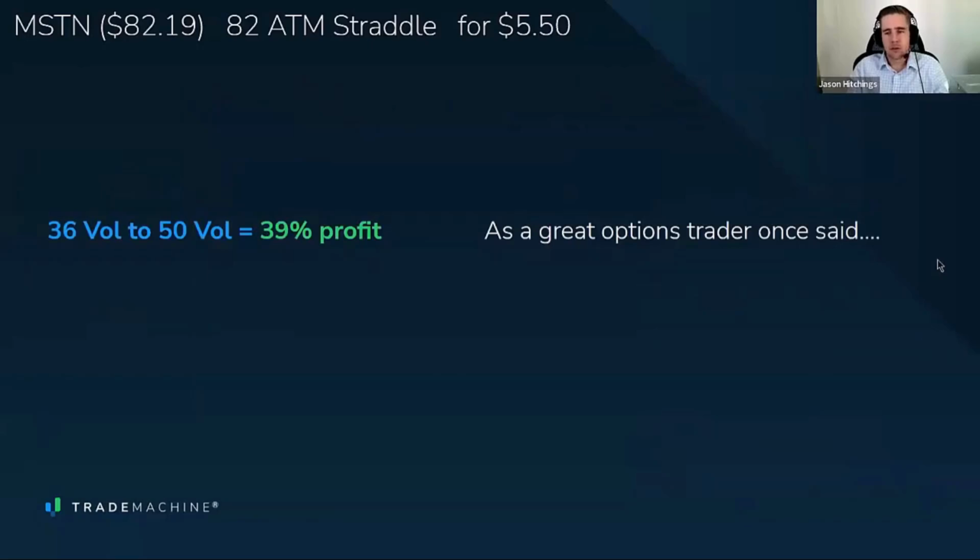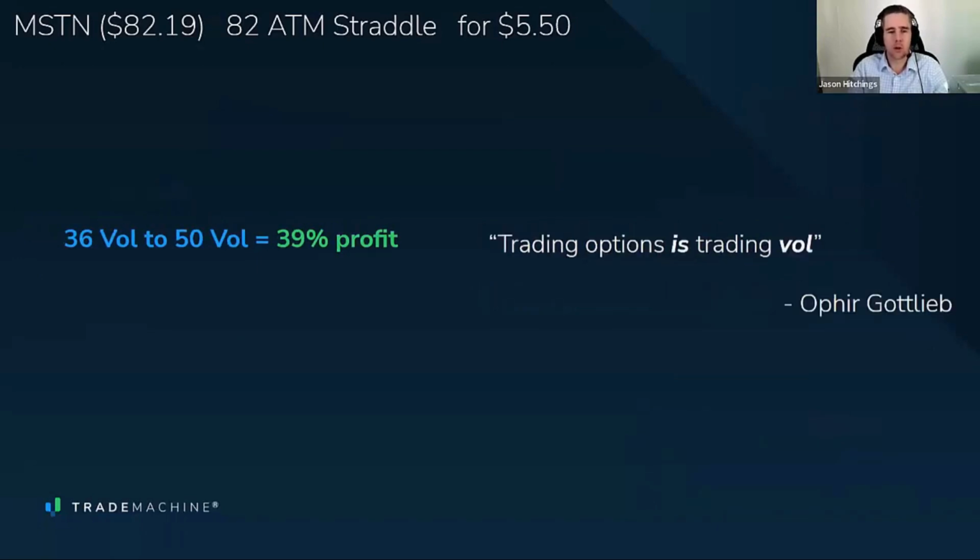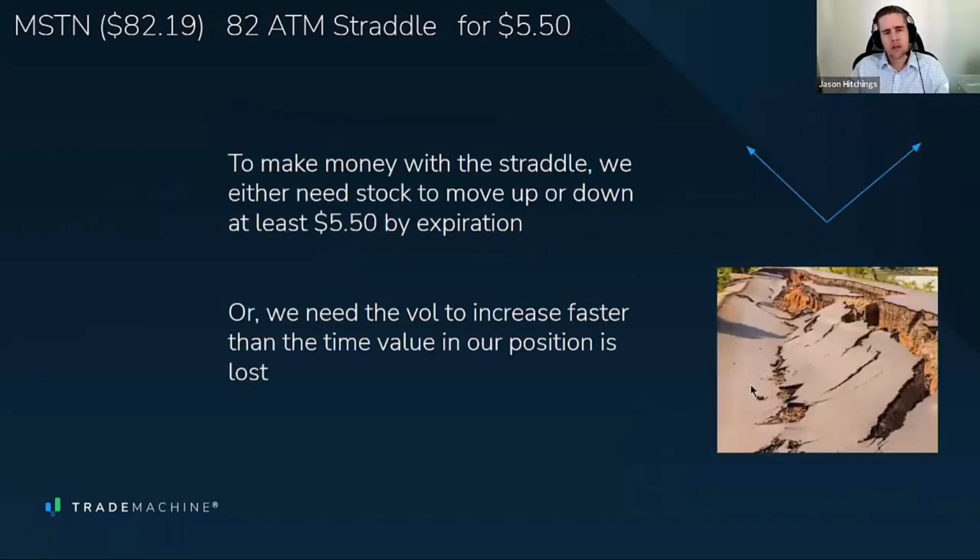So you might have heard someone say that trading options is trading vol. And it's very true. Whether you're long or you're short, every option is tied to the volatility. That's how the options are priced. So when you have this straddle, you can make money either through real movement, real volatility of the stock, hoping it goes up more than 550 or down more than 550, or by an assumption of future movement, if that increases faster than the time value of our position decreases.